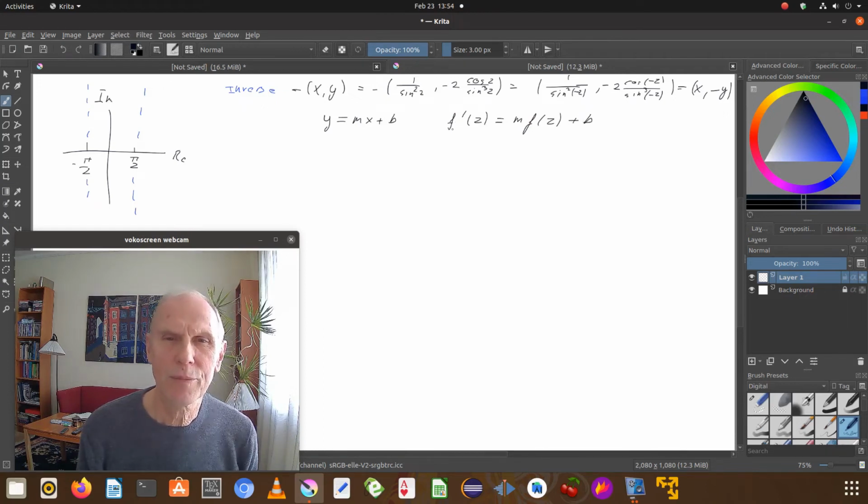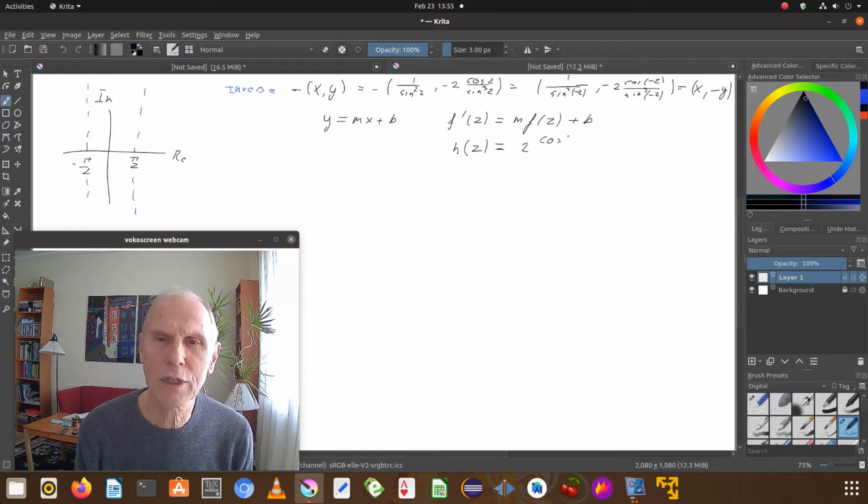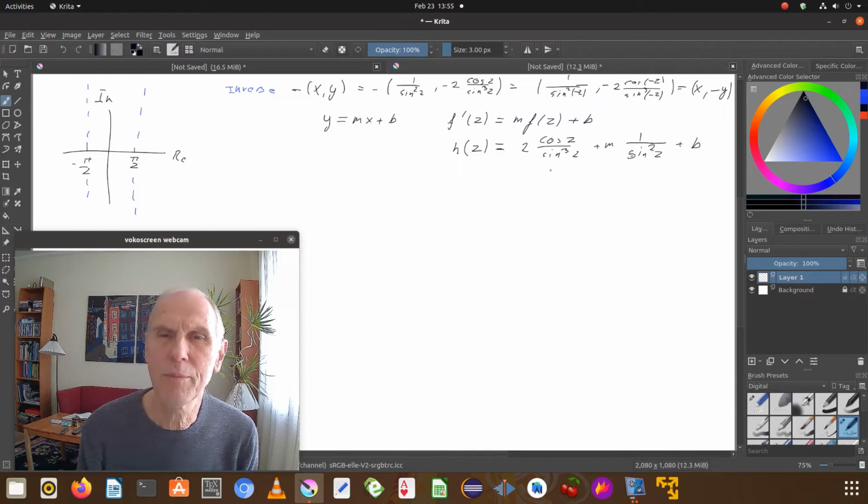And we enter the function here, or put this on the other side, and define a new function. What have we come to? H. Put this on to the right side, 2 cosine z divided by sine to the third, plus m second, plus b.